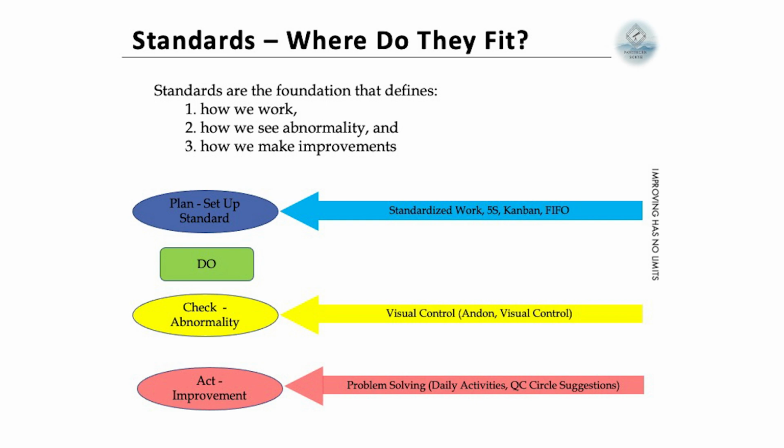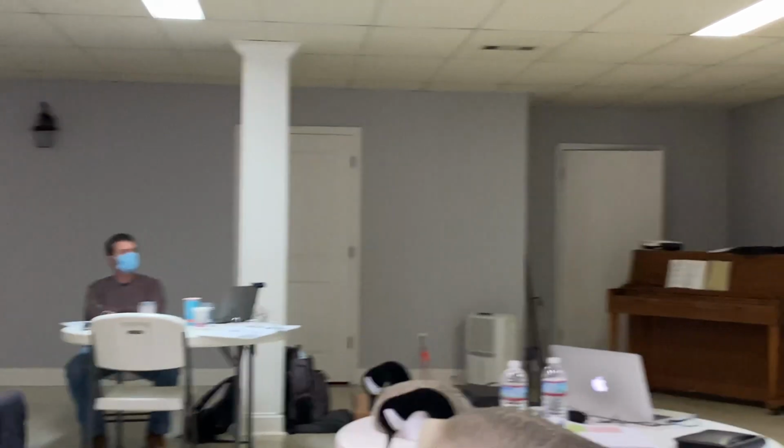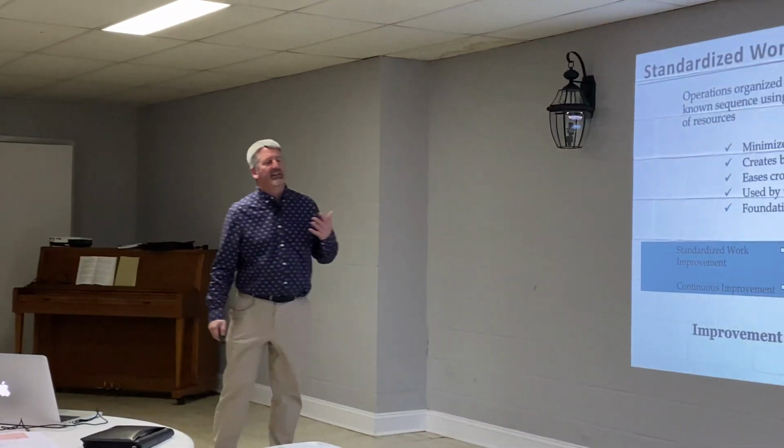We have to set up the standard. Then, as each day goes by, we're doing our work every day. Well, we have to check our abnormality, and that's using visual controls. Okay, and we'll talk. Lean is going to be very visual. Every tool that we'll talk about is going to be very visual. We like to be as transparent as possible. And why do we want to see our problems? So we can fix them. And that's what Lean is trying to do, is make our problems visual. Okay, and then that allows us to do the problem solving. So that's where standards kind of fit in.